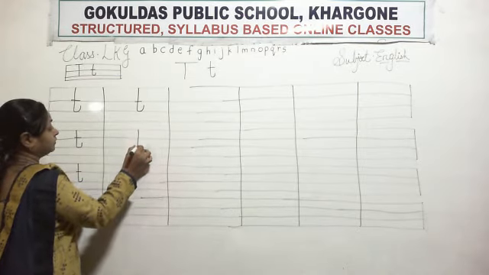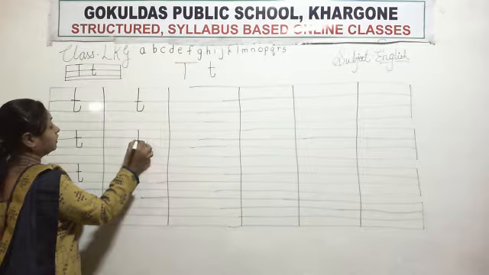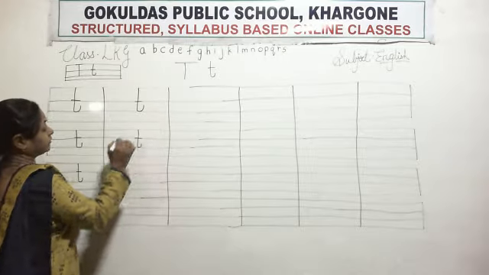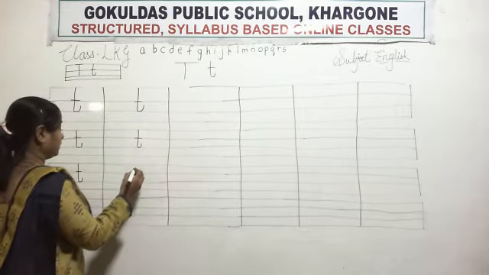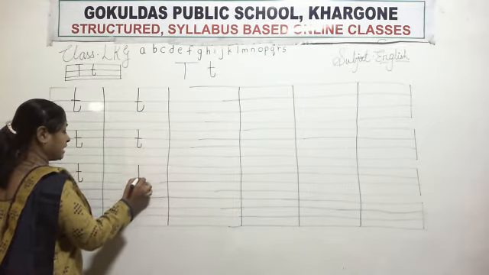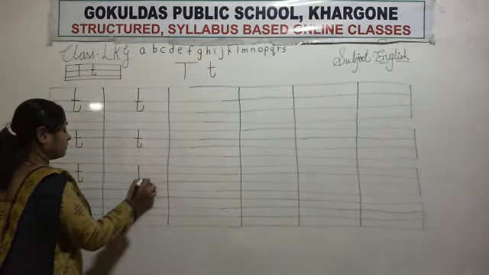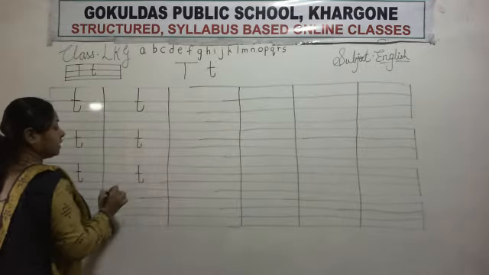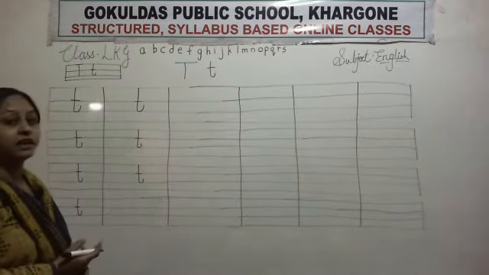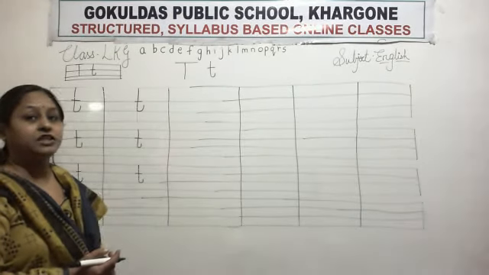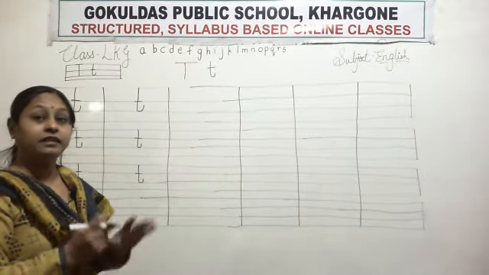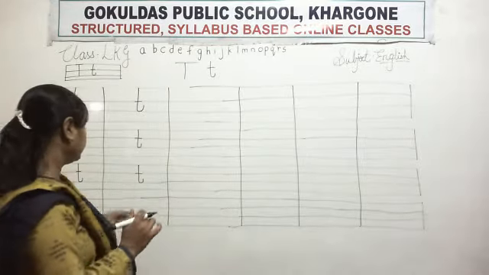Standing line, then curve upward, after that sleeping line. Which letter is this? Letter T. Again, standing line, then curve upward and sleeping line. Which letter is this? T. And the sound of T is T. Teacher, tiger, 10, number 10.